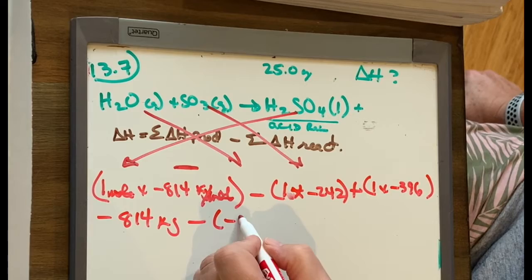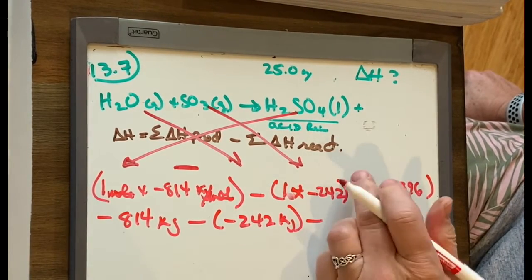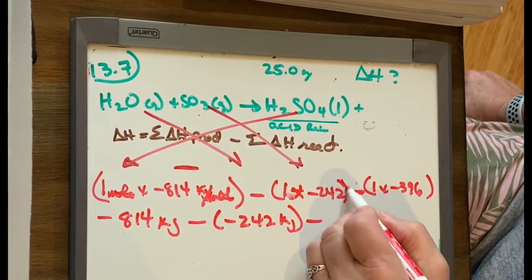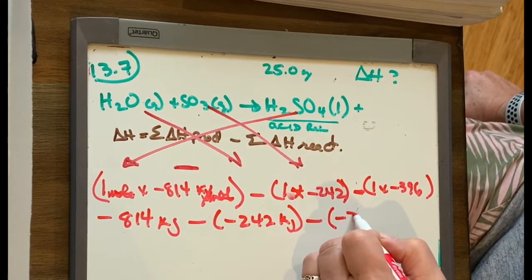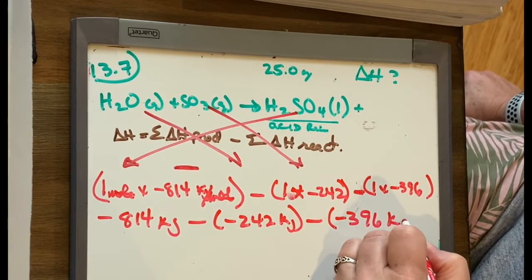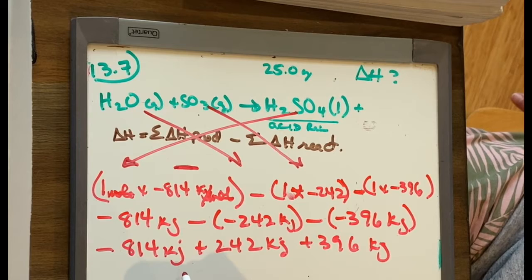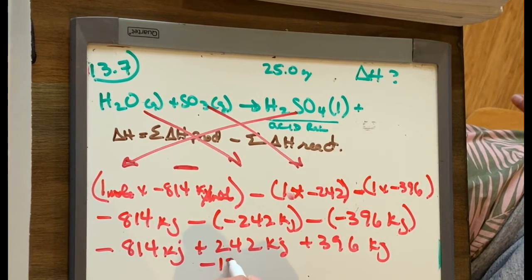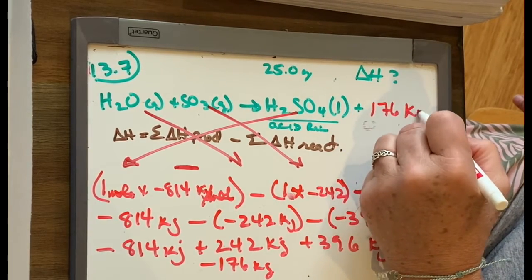So I have a minus 814 kilojoules minus a minus 242 kilojoules, and this should be a minus a minus 396 kilojoules. And when I add them all together, I get a minus 176 kilojoules.